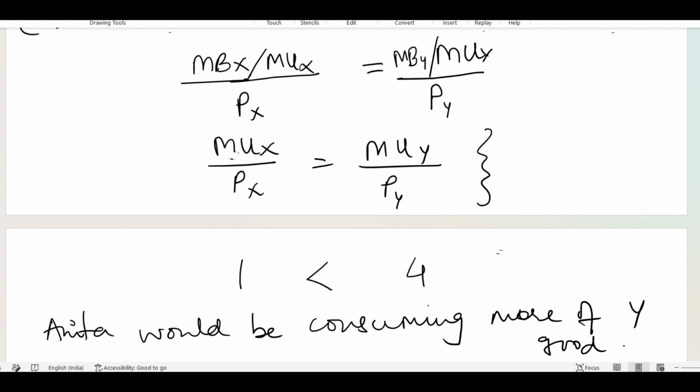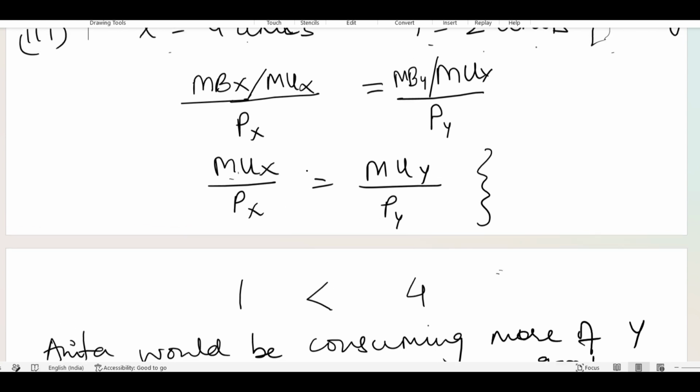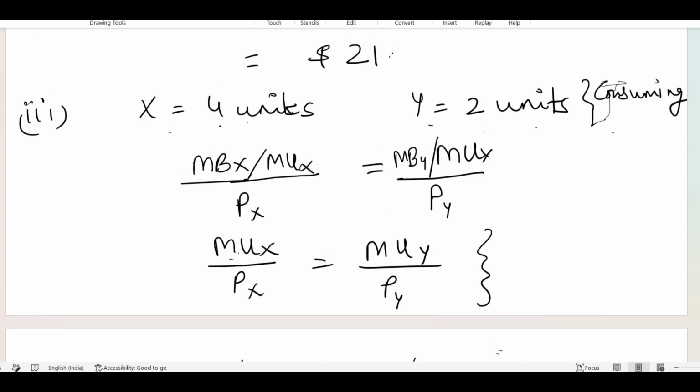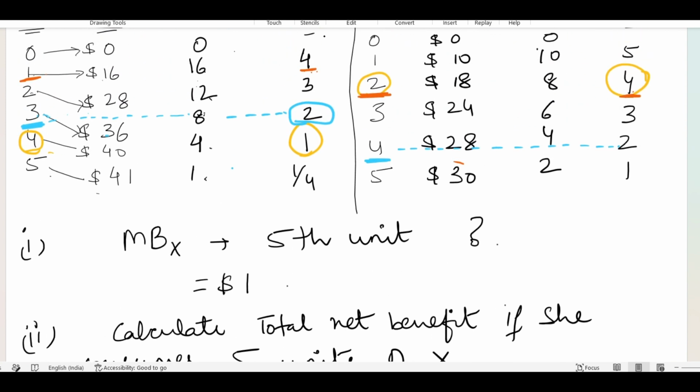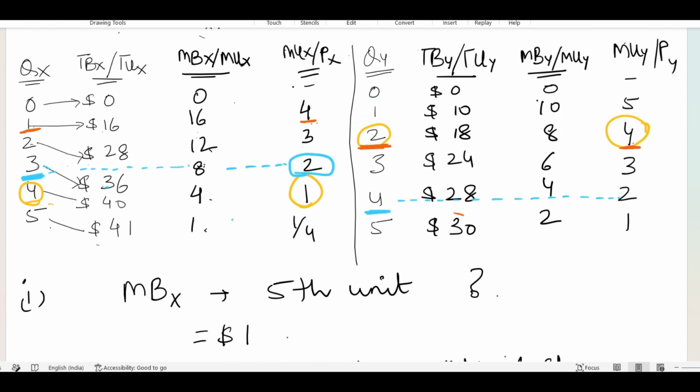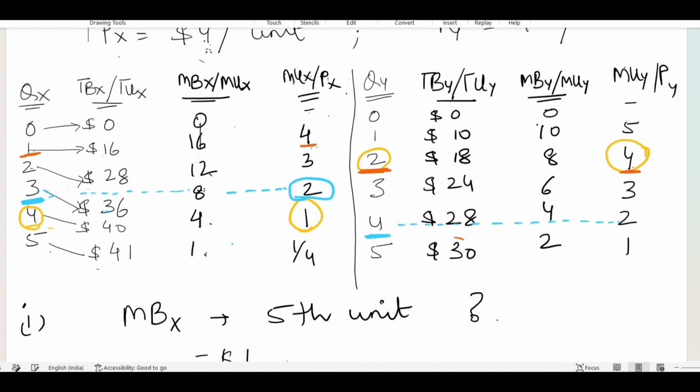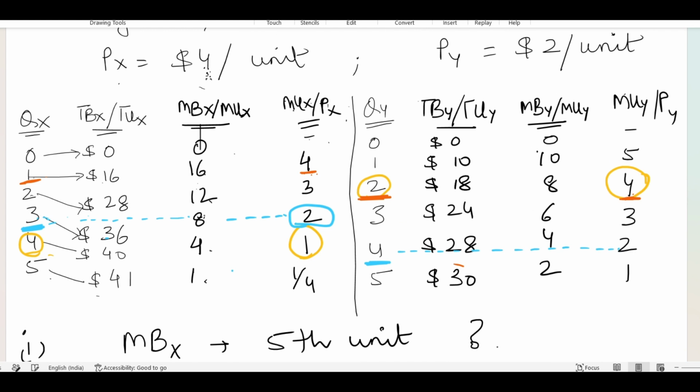Now let's see if marginal utility of X per dollar of X is equal to marginal utility of Y per dollar of Y with this consumption of X and Y. So for that, first let's calculate this. MU of X by P of X, right? That's 16 divided by P of X, which is 4. So 16 divided by 4, that's 4. 12 divided by 4, that's 3. 8 divided by 4, that's 2. 4 divided by 4, that's 1. 1 divided by 4 is 1/4.